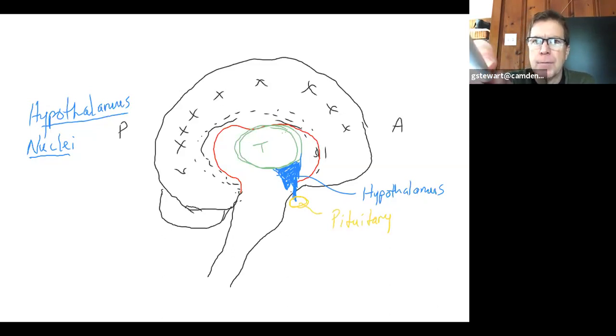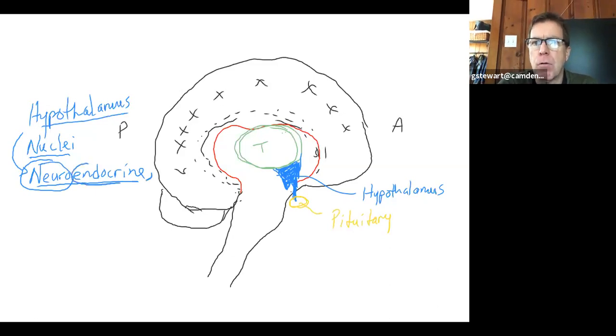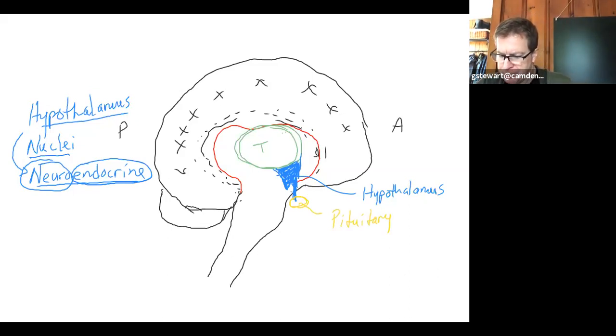This organ is considered both a neural organ and an endocrine organ. So we say that it's the major neuroendocrine organ in the human body. It's dual because there are neural cells, the nuclei, and there are endocrine cells that synthesize and secrete hormones. And it does both. It's a dual organ.